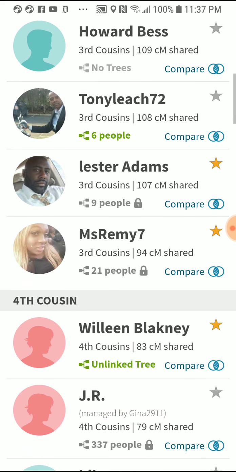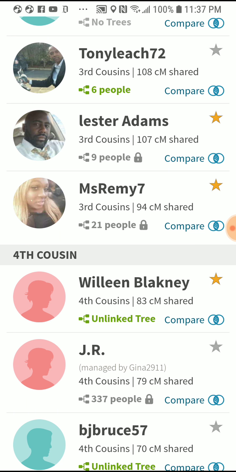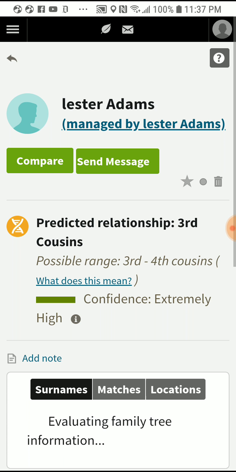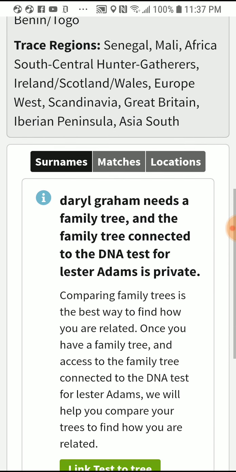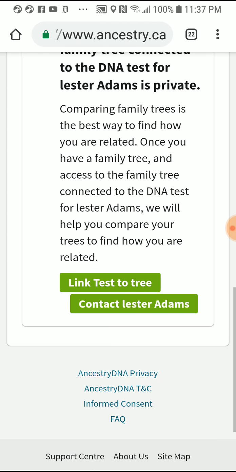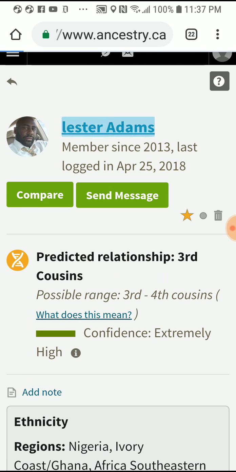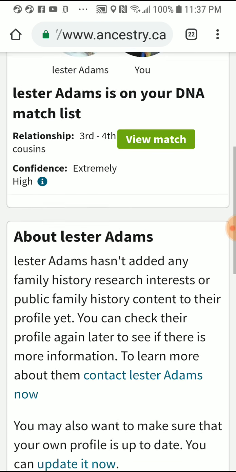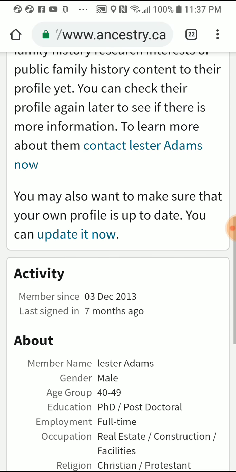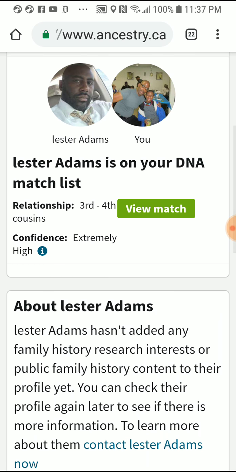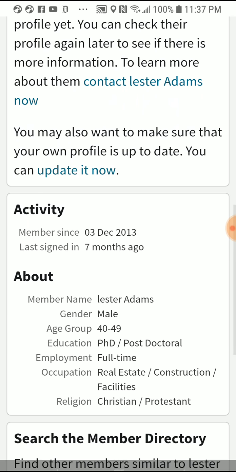I'm gonna look for someone else with a tree. This person only has 9 people. Well, 9 people is better than nothing. Might be 9 different surnames. So Lester Adams. Okay, let me see. Did I have a tree? Oh, let me click Lester. All right. Now, well, evidently it doesn't have a tree. I don't know what happened.